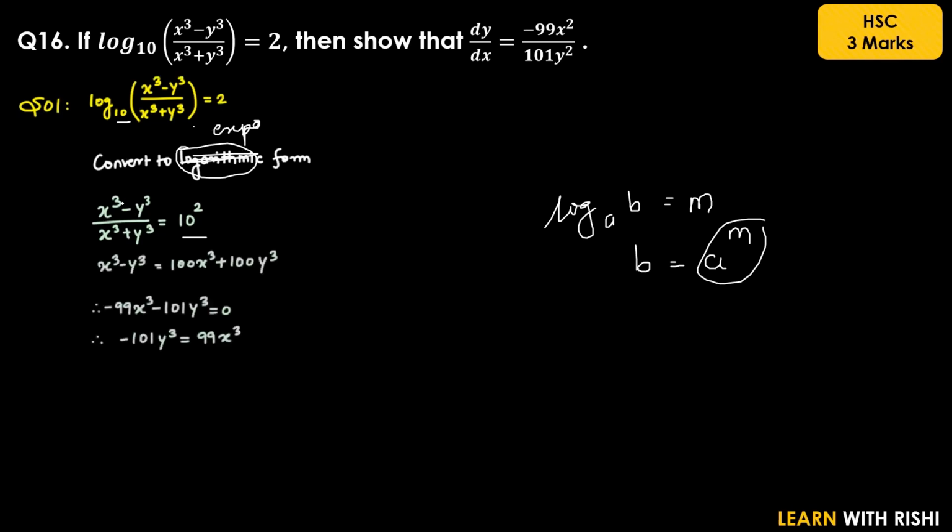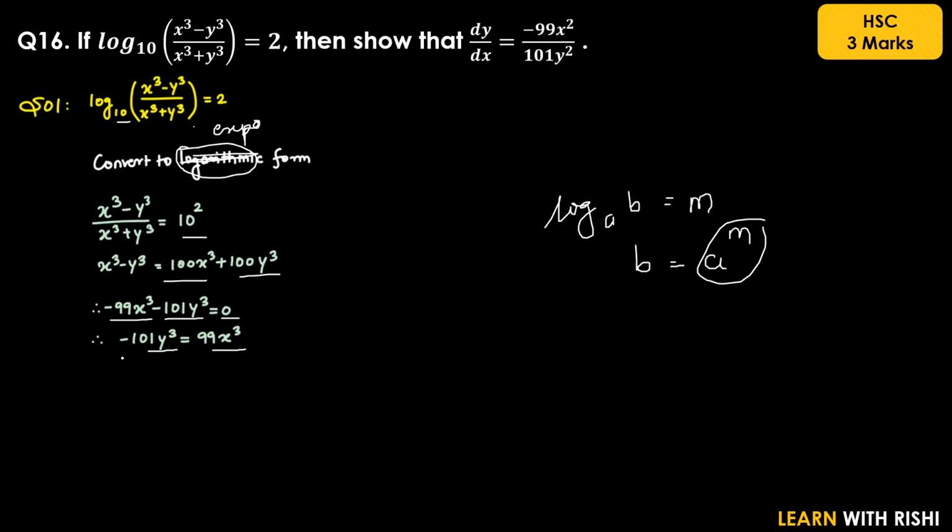This will be equal to x cube minus y cube is equal to 100 into x cube plus y cube, 100 x cube plus 100 y cube. If we simplify it, we'll get minus 99 x cube minus 101 y cube is equal to 0. We'll keep y term in LHS, x term in RHS, since we have to find dy by dx. We'll differentiate it with respect to x.